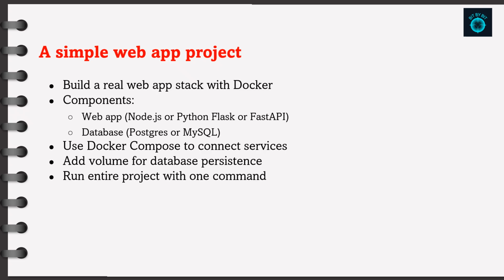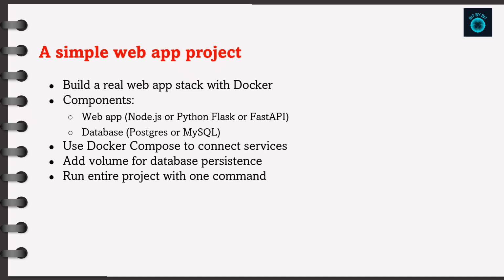The stack will include two main parts. First, a web app, built either with Node.js or Python Flask. Second, a database, such as Postgres or MySQL. We will use Docker Compose to define both services in one file, so they can talk to each other automatically. To make sure our database data is not lost, we will add a volume for persistence. At the end, you'll be able to run the entire project with a single command, just like in real development environments.